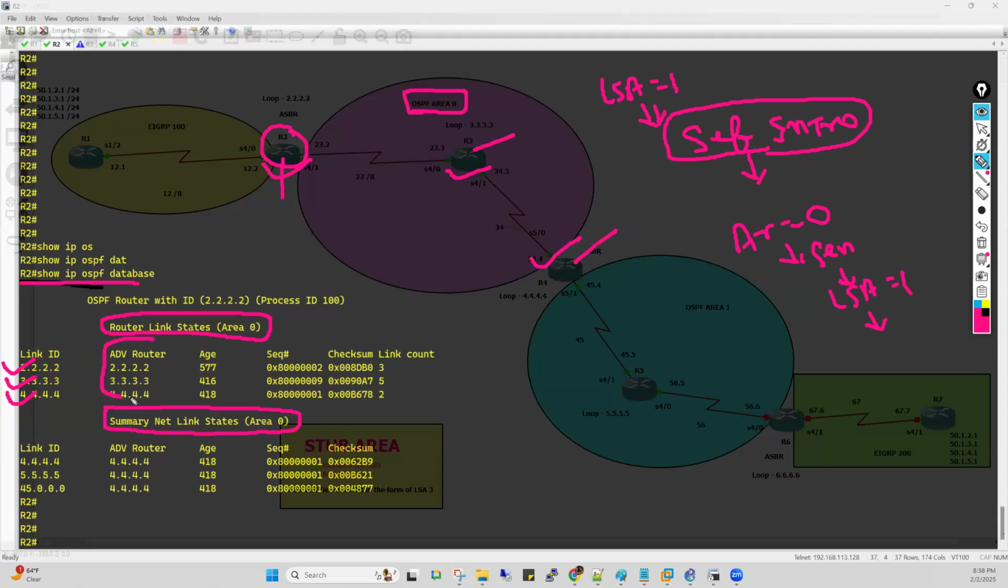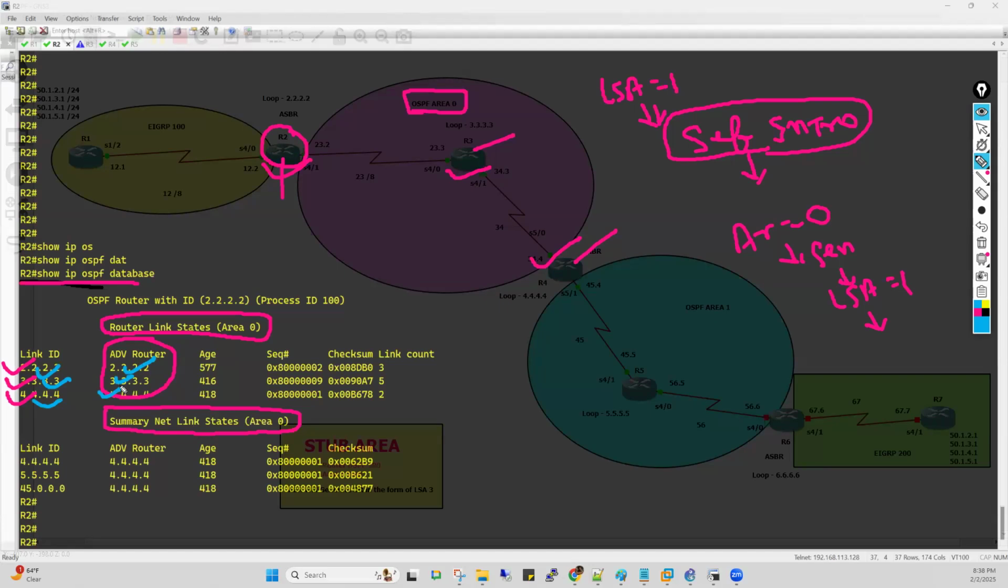Now, advertising router. Advertisement means who is introducing itself. Who will introduce me? I will introduce myself. So every router is introducing itself, right? So the advertising router is the same router. For example, this router is introducing itself. Clear, guys? Everyone? Yes or no? Let me know.